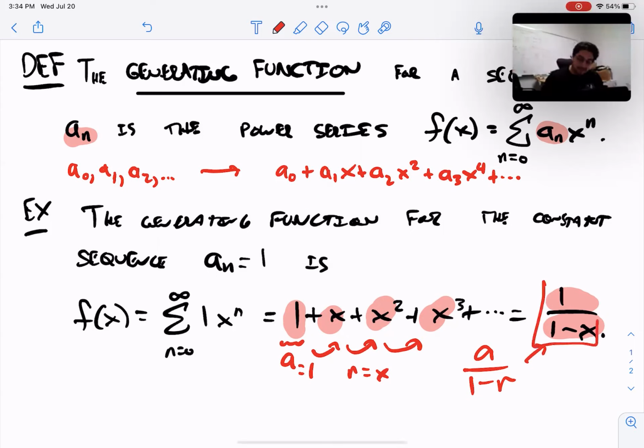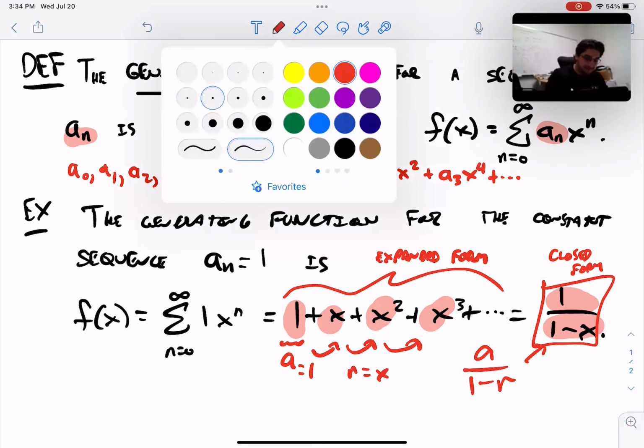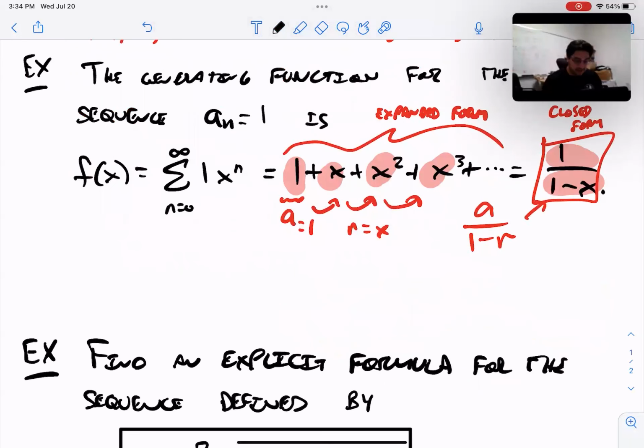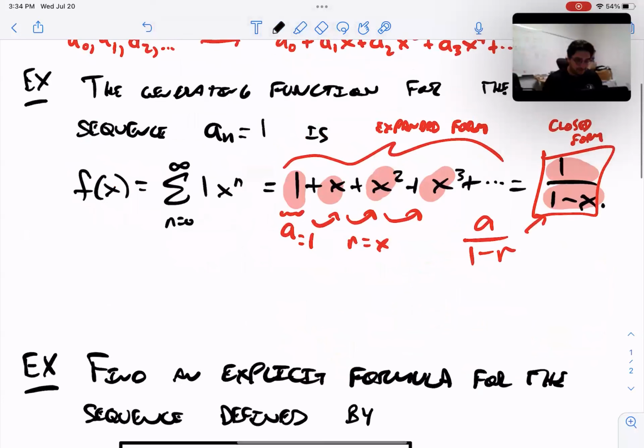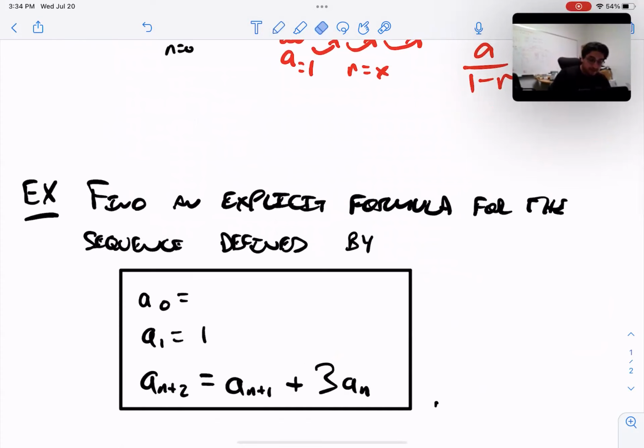Sometimes you can find a closed form like this. Sometimes you can't, and all you can do is write it down and leave it in expanded form. But often we want to look for a closed form for the generating function of a sequence. It is frequently extremely useful if you have a closed form for your generating function. So let's look at an example of how to use generating functions. They're often useful for finding explicit formulas for sequences that are defined recursively.